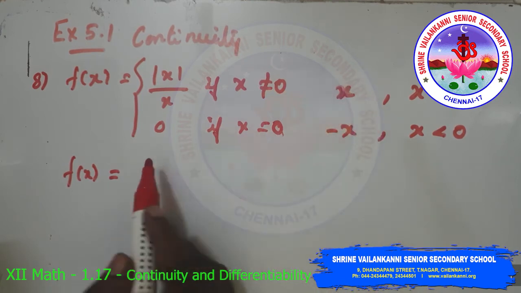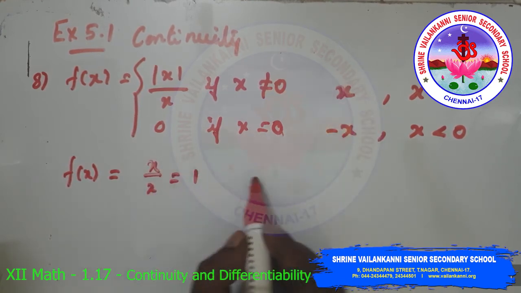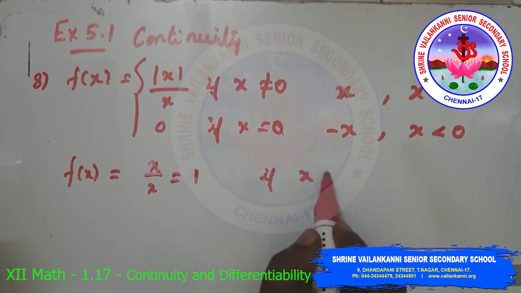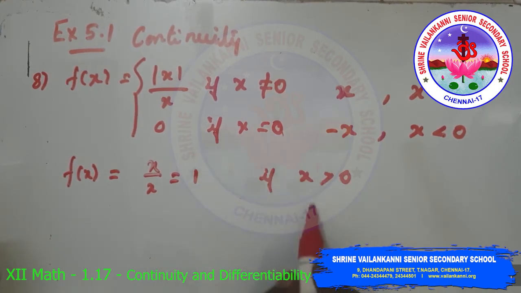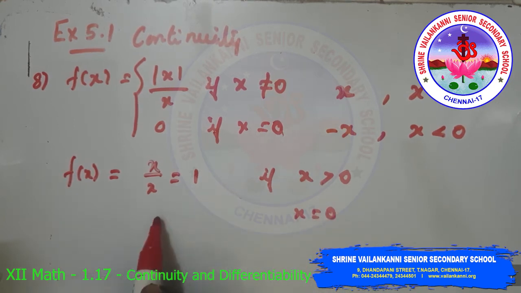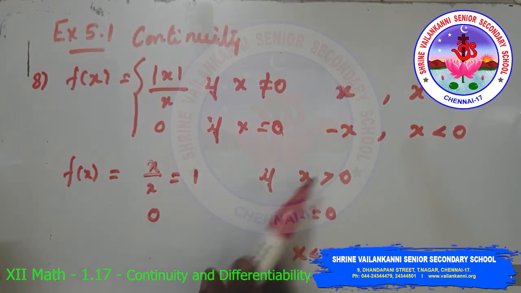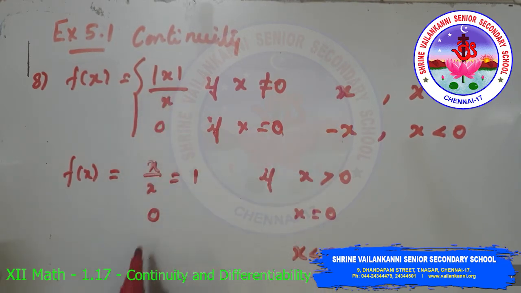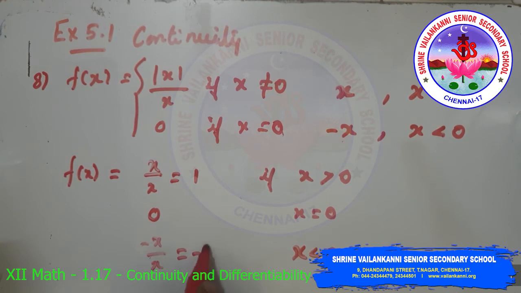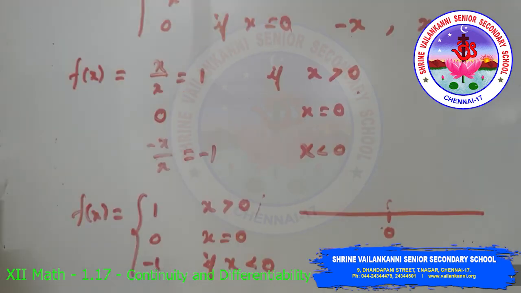So when it is positive, x by x, we get 1 if x is greater than 0. And if x is equal to 0, then f of x is defined to be 0. When x is less than 0, it is defined to be negative x by x, which is minus 1. So f of x is defined to be 1 if x is greater than 0, 0 if x is equal to 0, and minus 1 if x is less than 0.